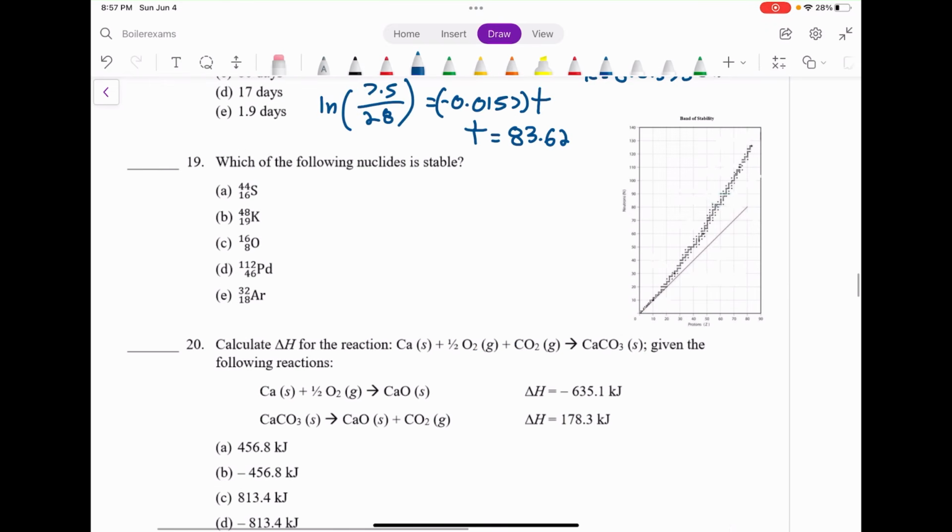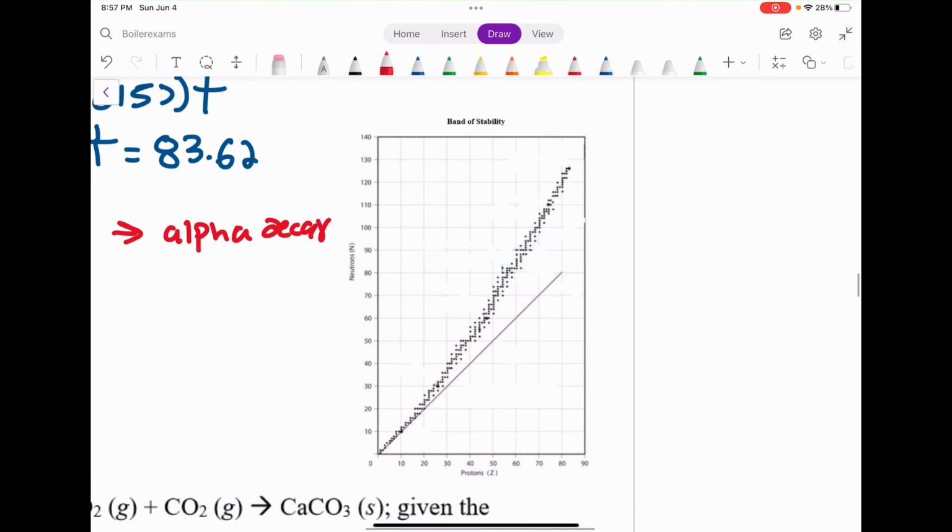18B. 19. Which of the following nuclides is stable? First thing, anything with a number of protons greater than 83 will undergo alpha decay. And wow, none of them have more than 83 protons. How wonderful. Also, I put the band of stability here.